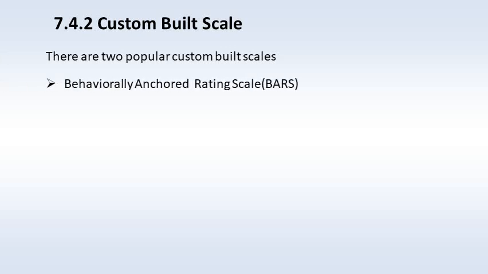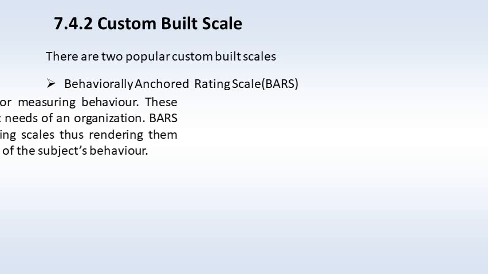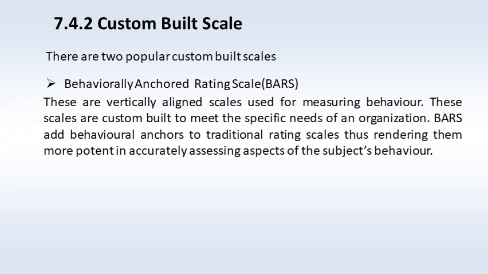Custom built scale. There are two popular custom built scales: behaviorally anchored rating scale called BARS. These are vertically aligned scales used for measuring behavior. These scales are custom built to meet the specific needs of an organization.